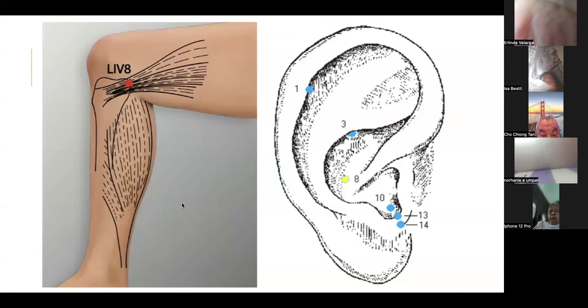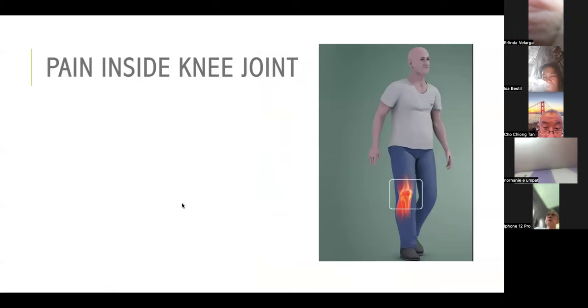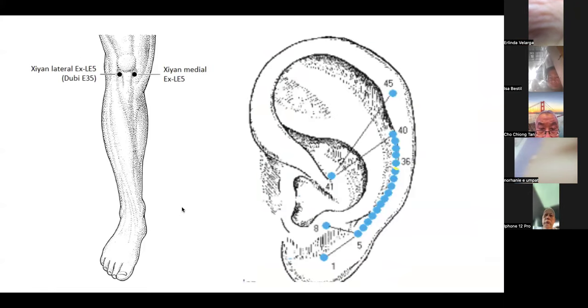So this is also called a flexibility point. And we use this for troubles with the muscles, ligaments, and tendons, particularly around the knees. Next, what about if the pain is inside the knee joint? The pain is experienced deep inside the joint. And the main points to use are as follows.